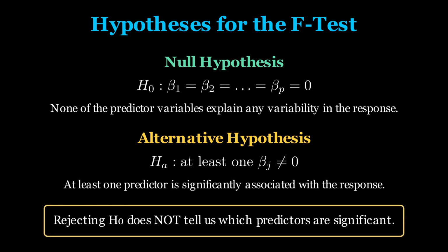Rejecting the null hypothesis tells us that the model as a whole is statistically useful. It does not identify which specific predictors are responsible. For that, we still rely on the individual t-tests.